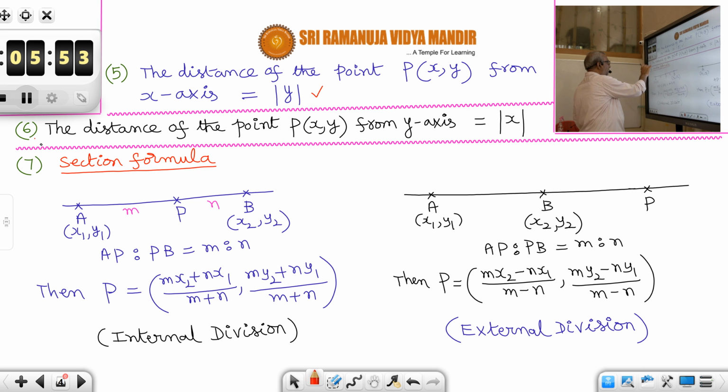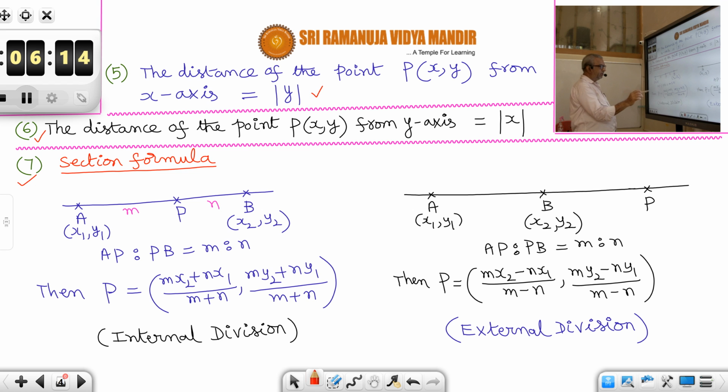Similarly, the sixth one, the distance of the point (x, y) from the y-axis is mod x. From the y-axis it is mod x, from the x-axis it is mod y. Reverse, okay. Now see the seventh formula, section formula.